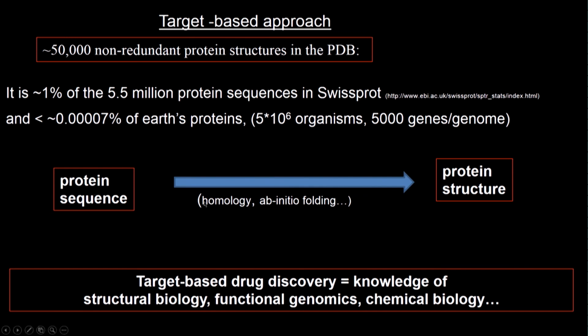So we need to perform something called homology modeling. That means from the protein sequence of say a human related protein, we try to see whether any 3-dimensional protein structure is available in PDB, and then we perform a homology model and get the structure. Okay. So target based drug discovery needs knowledge of structural biology, functional genomics, chemical biology and so on actually. So many areas combined together, we need to have some knowledge to get the target based drug design.